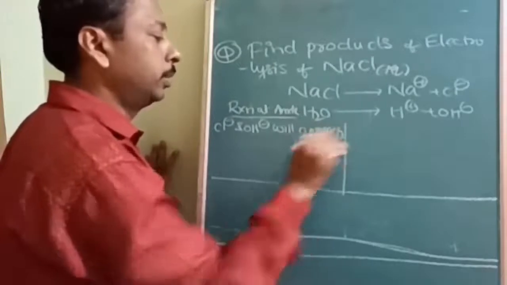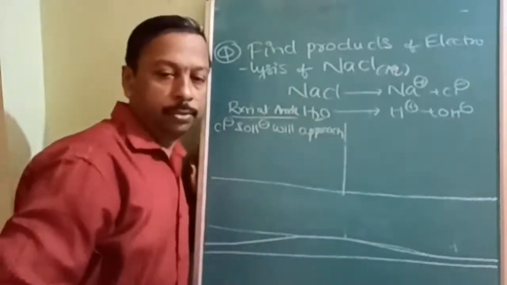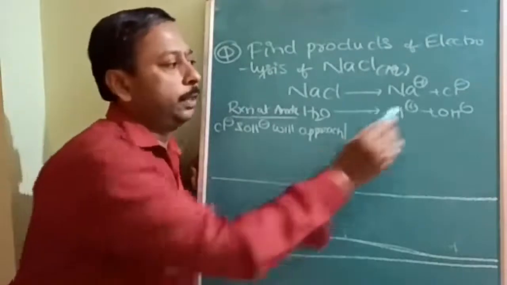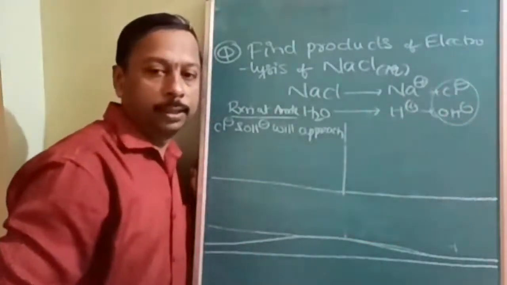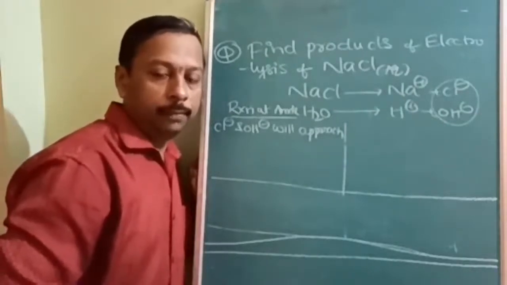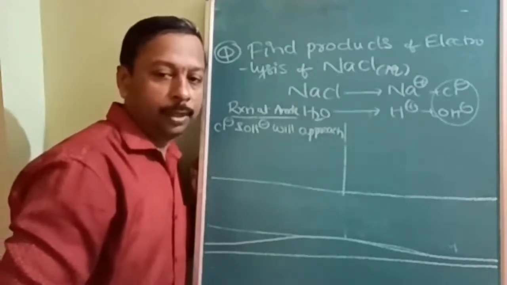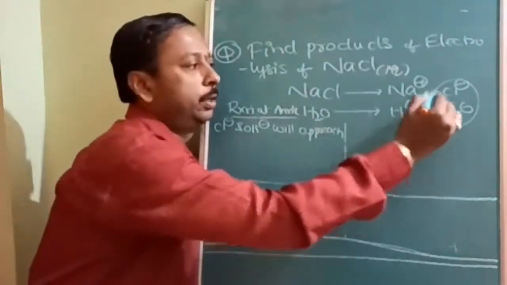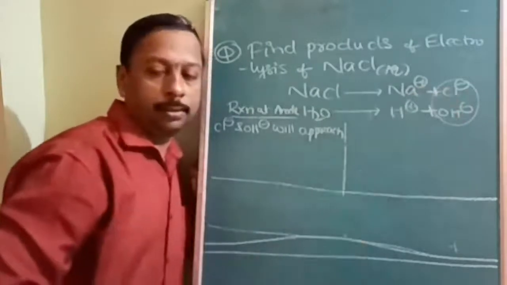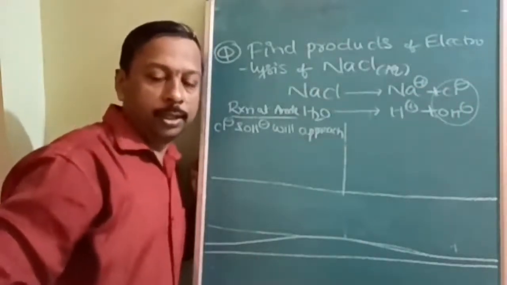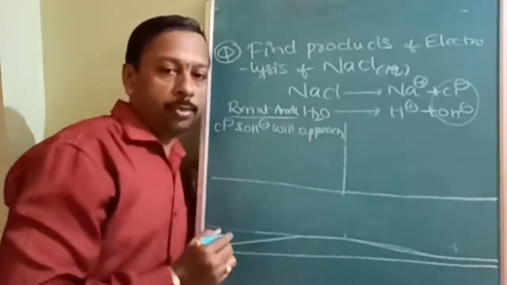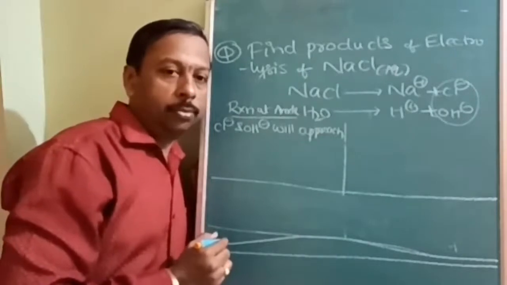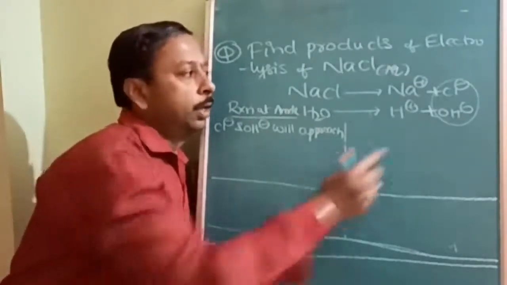Cl minus and OH minus will approach. According to discharge theory, which should be discharged? Not Cl minus. According to discharge potential theory, the one easy to discharge is OH minus. But here, due to over voltage potential, what actually happens?